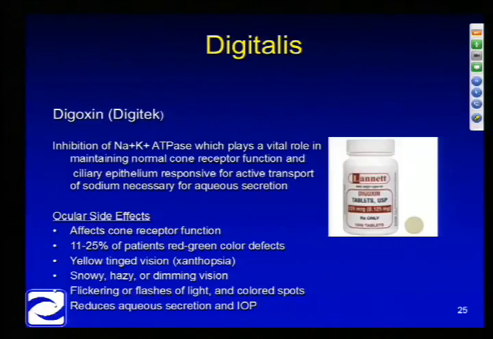Digoxin or digitalis inhibits the sodium-potassium ATPase. This enzyme is also important in maintaining normal cone function in the retina. And so it can have some ocular side effects, especially in patients that have toxic levels. 11 to 25% of patients with digoxin toxicity have red-green color defects. They can have xanthopsia or yellow tinging of their vision. Sometimes they'll have a weird kind of flickering or snowy disturbance to their vision. It does decrease the aqueous secretion in the eye, which is not necessarily a bad thing.